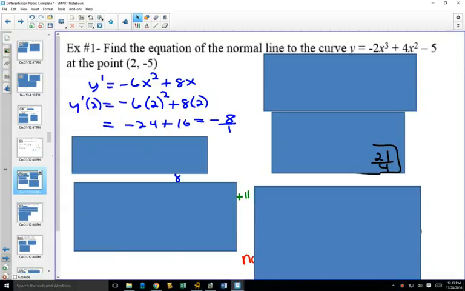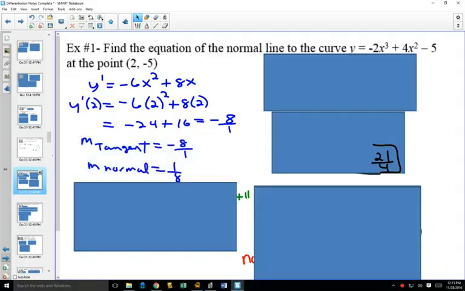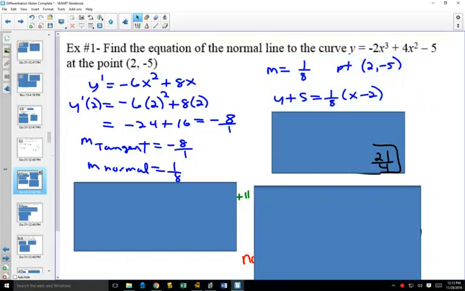So now that we know that the slope of our tangent is -8, you can write that as a fraction, -8/1, then the slope of our normal line will be the reciprocal of that. And again, to find an equation of a line, you need to have your point and your slope in order to do that. We've got our slope, we've got our point. You can either use y = mx + b or the point slope form of the equation of the line.